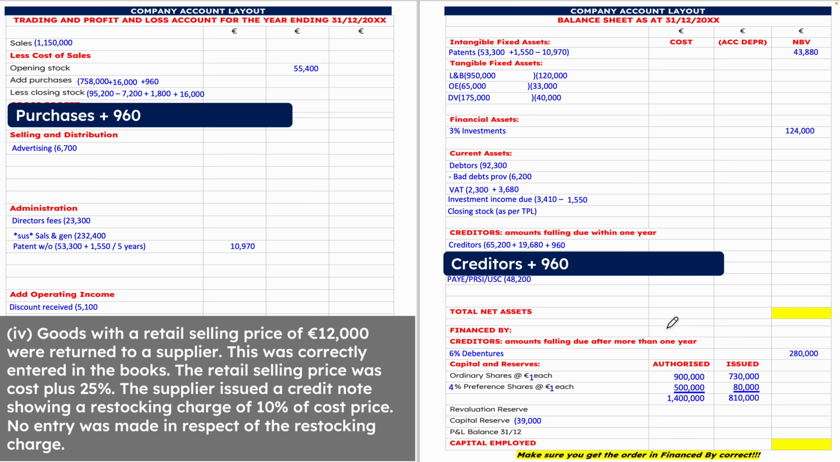We're adding the 960 restocking charge to purchases because the restocking charge relates to purchases that we previously made. We're adding it to the creditors because that's the person we would owe the money to. So our creditor account, we're increasing it by €960. So that is adjustment number 4.